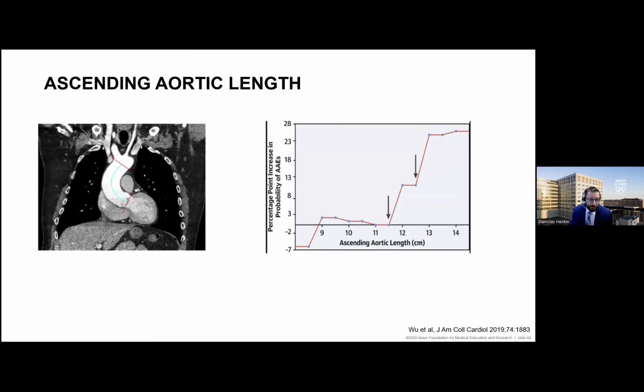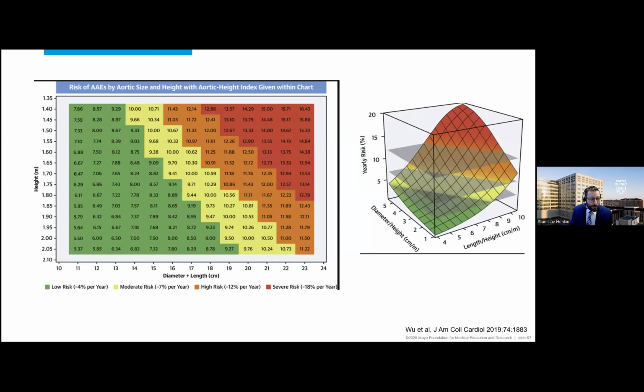The other thing to consider, and this is more difficult, but it's great to try to do this in your own practice, is aortic length. So measuring the ascending aorta from the aortic annulus to the origin of the innominate artery. And you can see here that when you take a look at ascending aortic length to probability of acute aortic events, there does seem to be a nice correlation at really 11.5 centimeters. But what does that mean again? Because we're all different heights. Well, that can be normalized and looked at height versus diameter of aortic aneurysm plus the length. And again, that can give you risk of aortic dissection over time.